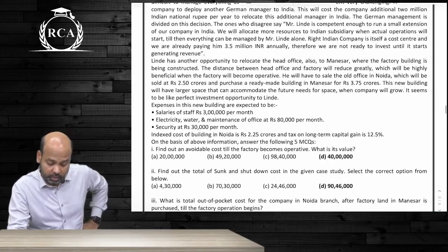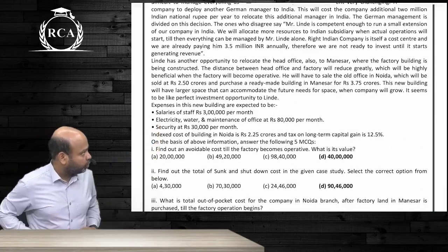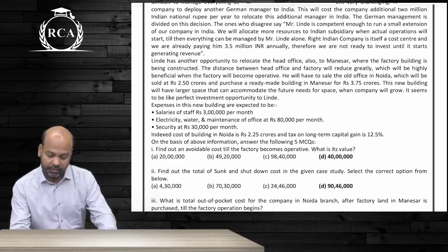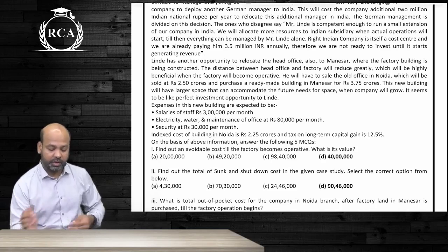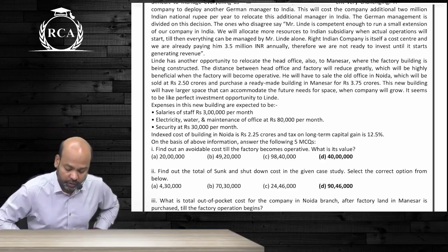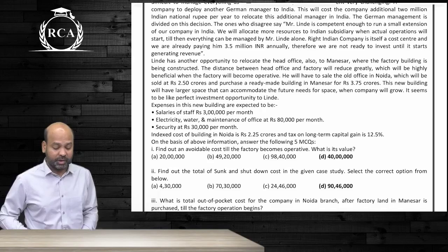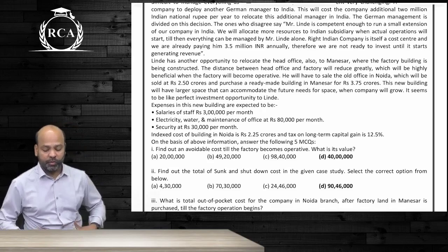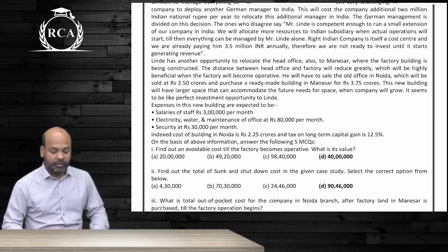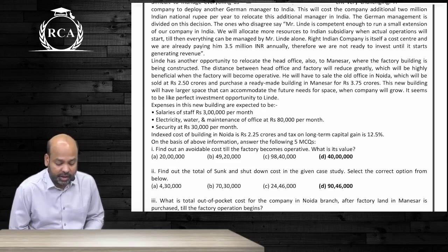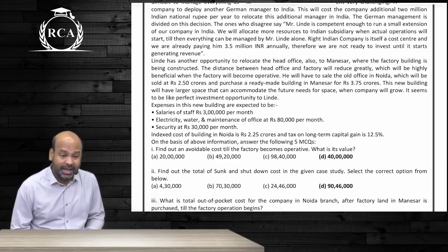Now look above. Lind has another opportunity to relocate the head office also to Manesar where the factory building is being constructed. The distance between head office and factory will reduce greatly, which will be highly beneficial when the factory becomes operative. He will have to sell the old office in Noida for rupees 2.5 crores and purchase a ready-made building in Manesar for 3.75 crores. This new building will have larger space that can accommodate the future needs for space when the company grows. It seems like a perfect investment opportunity to Lind. Expenses in this building are going to be salaries of staff 3 lakhs, electricity 80,000, security 30,000. Indexed cost of the building that is being sold is 2.25 crores.